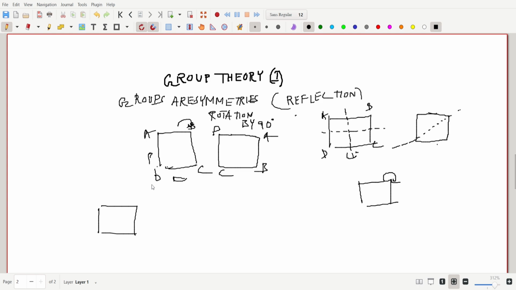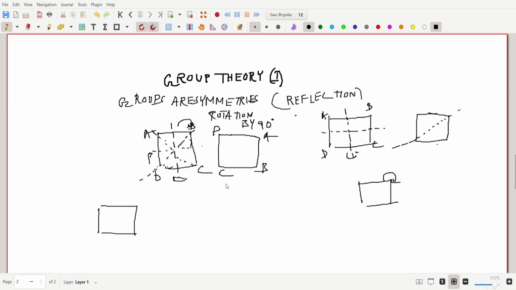And then you consider reflection. You can reflect it along this axis, you can reflect it along this axis, and you can reflect it along the two diagonals. So in total, we are getting 8 symmetries of a square.